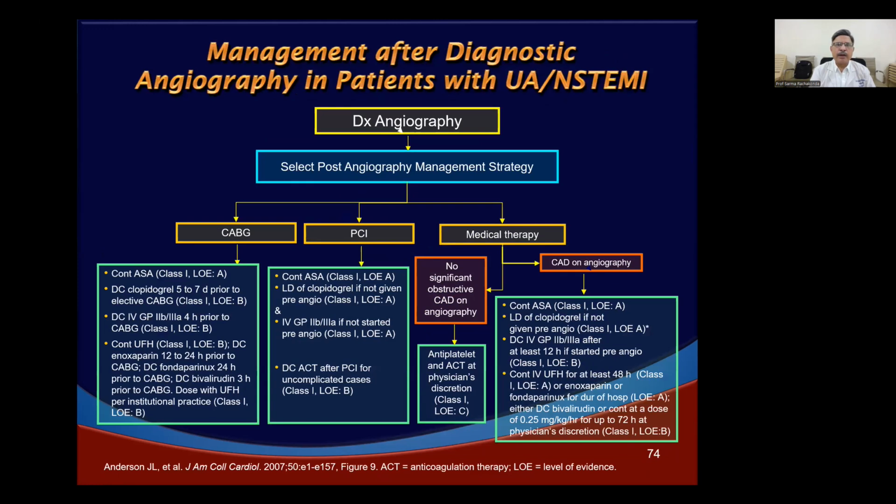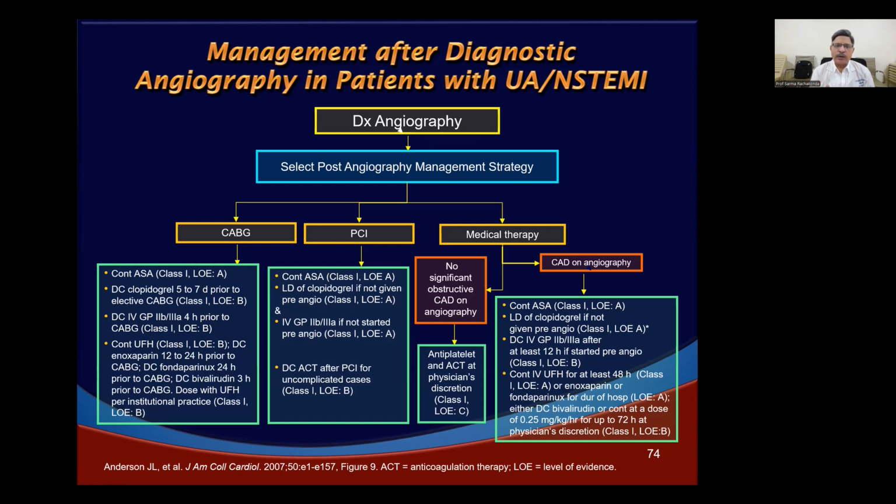Now, management after the diagnostic angiography in patients with unstable angina. Okay, you did the angiogram. So you chose the invasive treatment and did an angiogram. It can show the results in the following way. Post-angiography management strategy. What are the 3 strategies? I can do bypass surgery. I can do angioplasty. I can give medical treatment. One of the 3 options. When do I choose medical treatment? No significant obstructive CAD on angiography. Optimal medical treatment, OMT, you give.